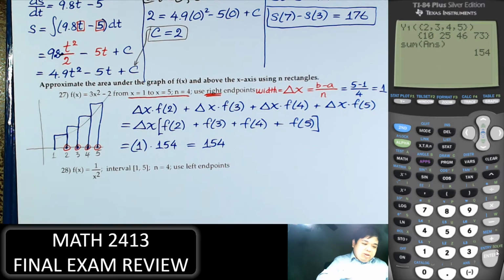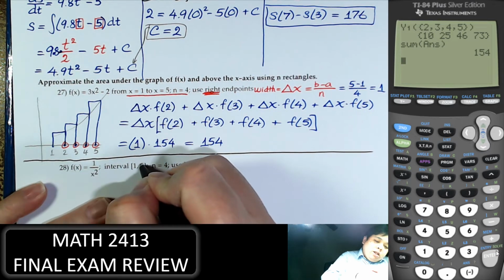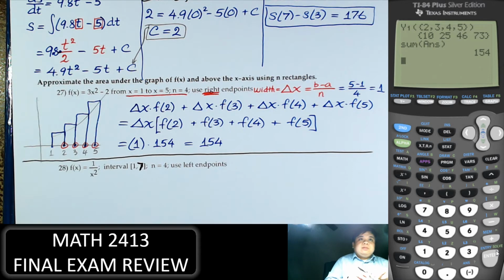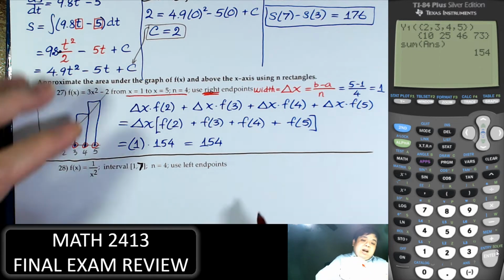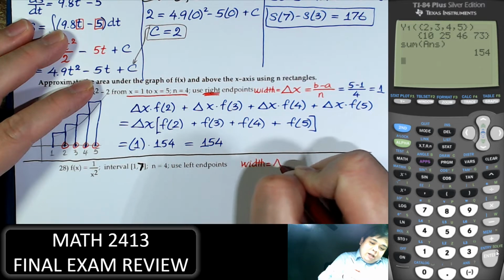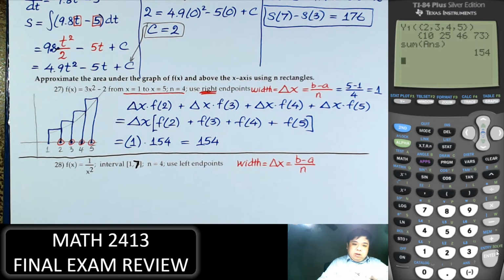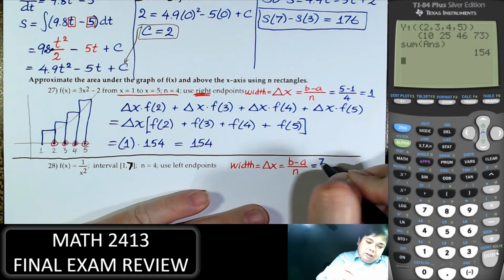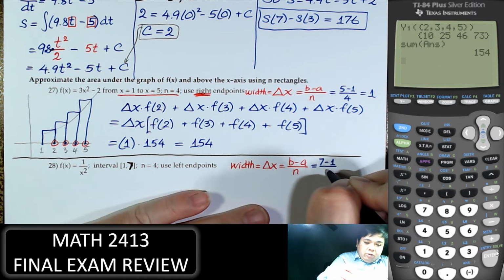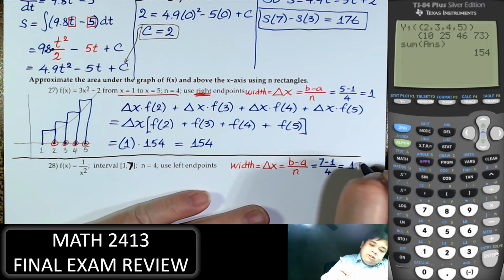Right, next we have this function, also 1 to 5, 4 rectangles. I'll try something else, make it more interesting. Let's say 1 to 7. I still use 4 rectangles, using the left endpoints. Alright, first we find the width, which is delta x, b minus a over n. So 6 divided by 4 is 1.5.